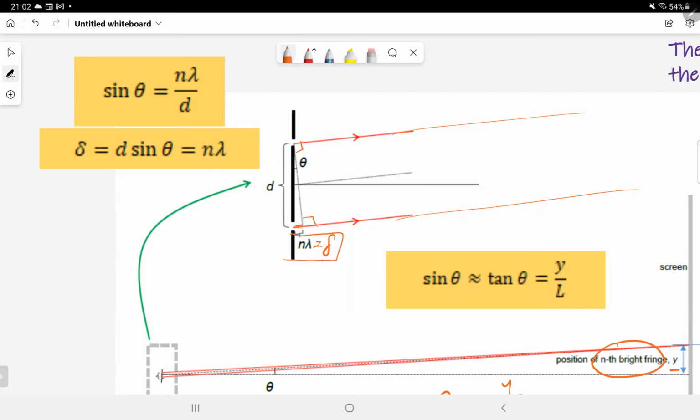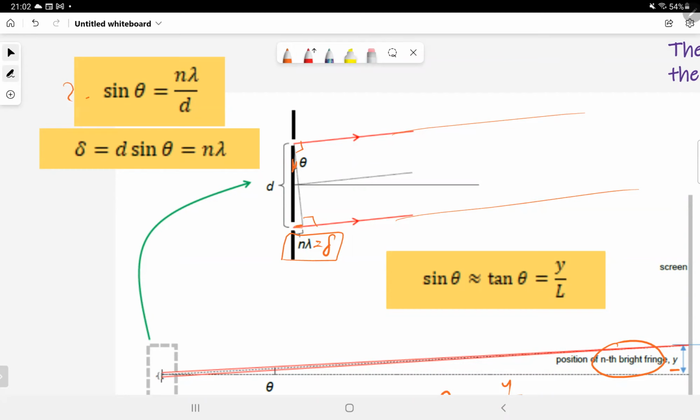And we see this triangle. We can also do the geometry of this triangle. We know that this is angle theta. So n lambda over d will be sine theta. So this is the second equation we can write.